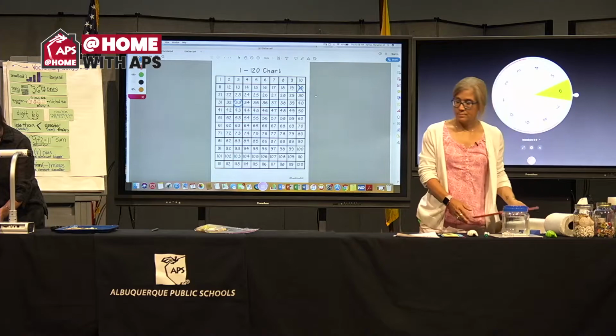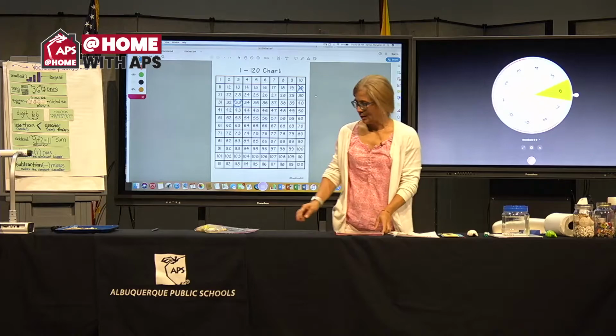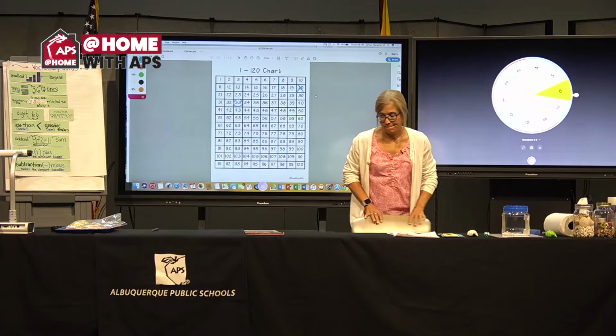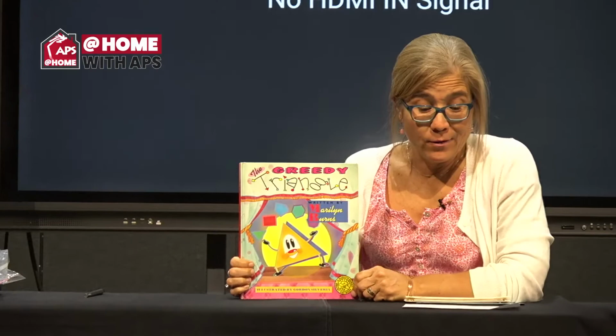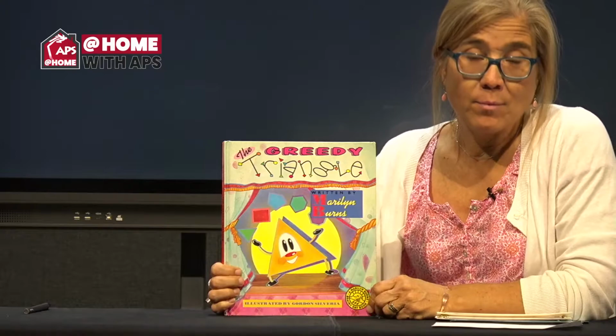Okay, my favorite part, story. All right, time for us to read a story. This story that we're going to read today is one of my favorite stories. It's really a cute one. It's called The Greedy Triangle by Marilyn Burns, illustrated by Gordon Silvera and published by Scholastic Books. So let's see what this story is about.